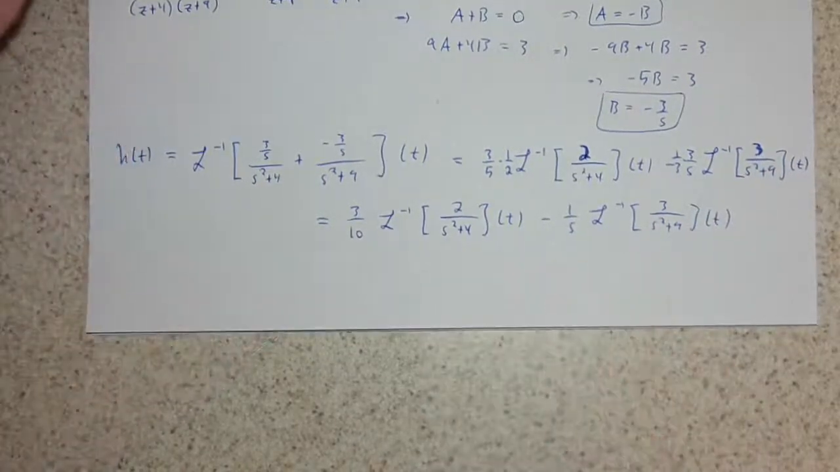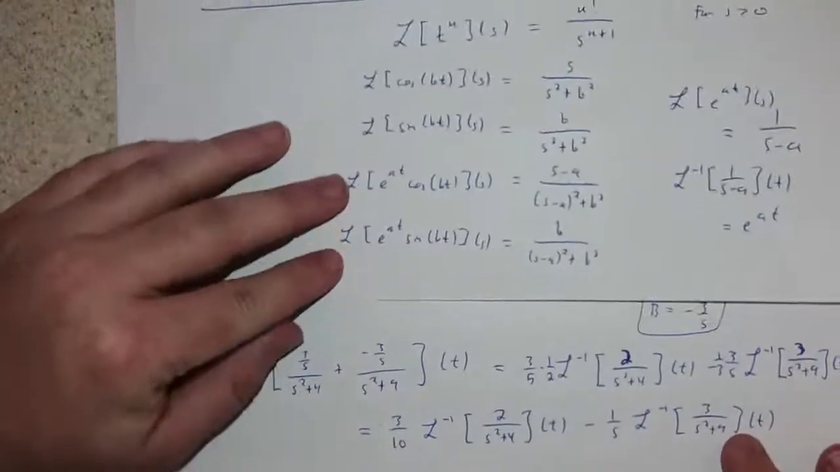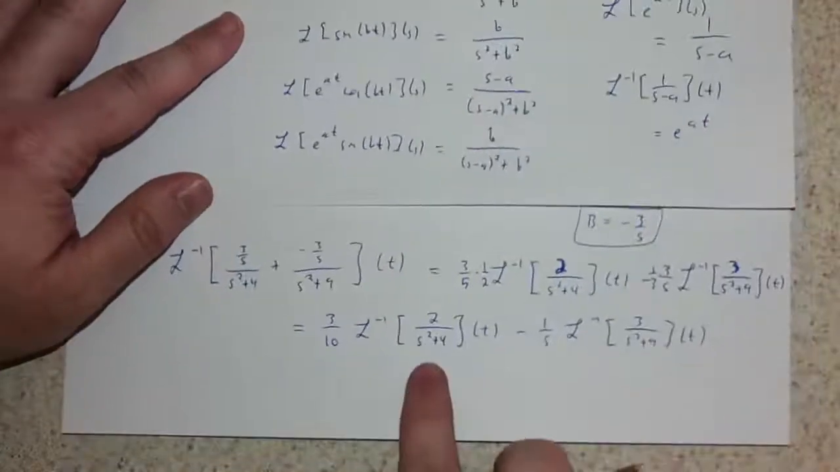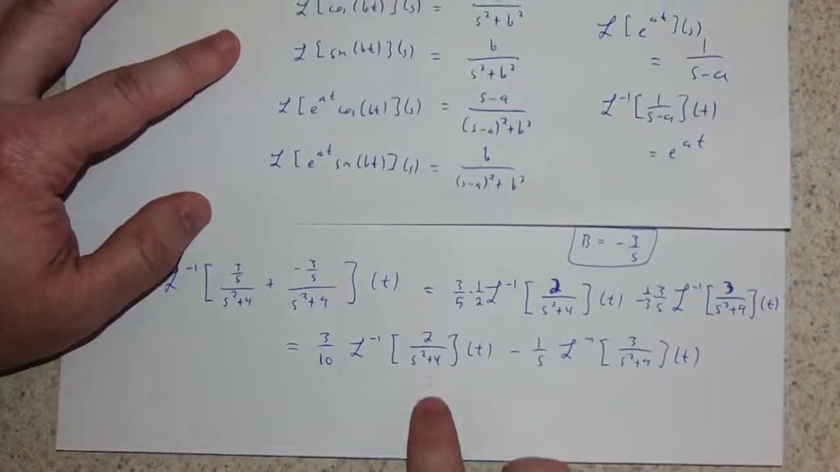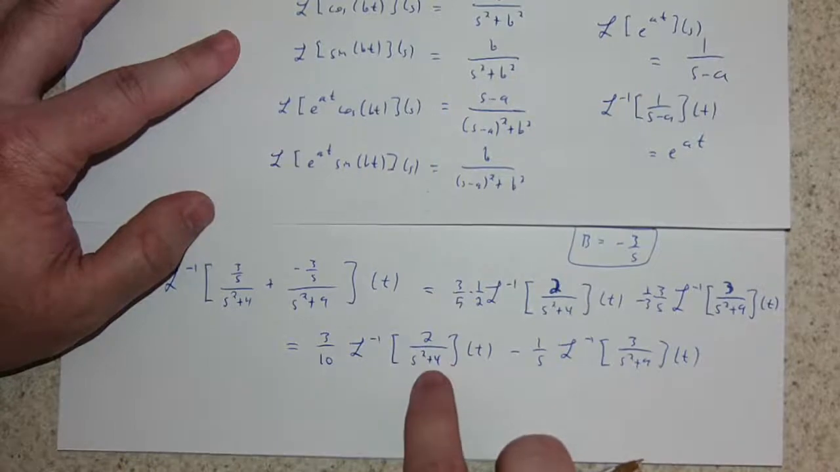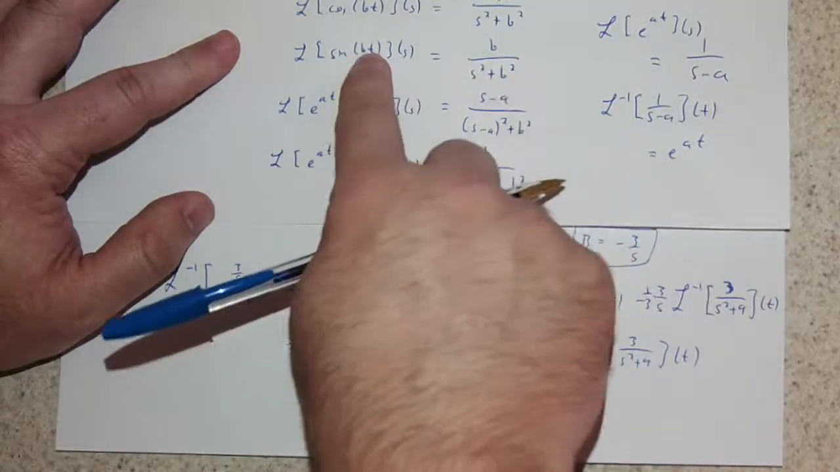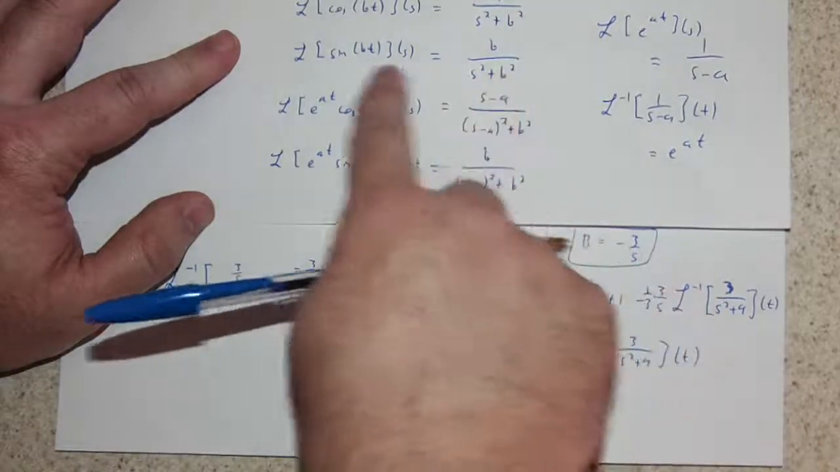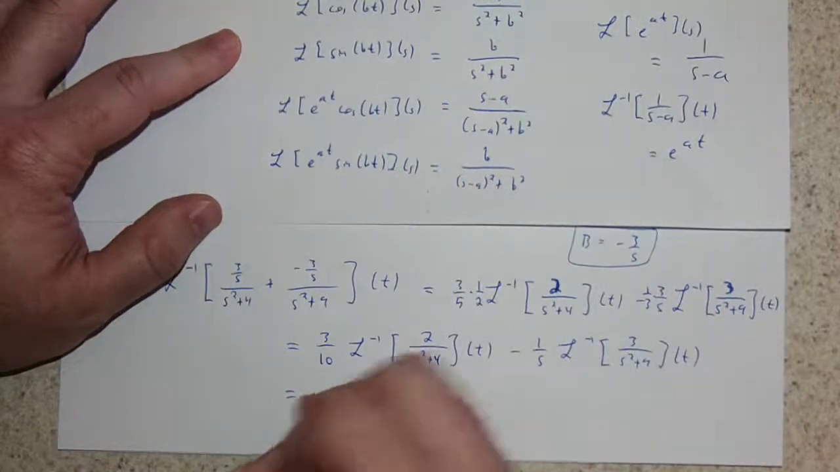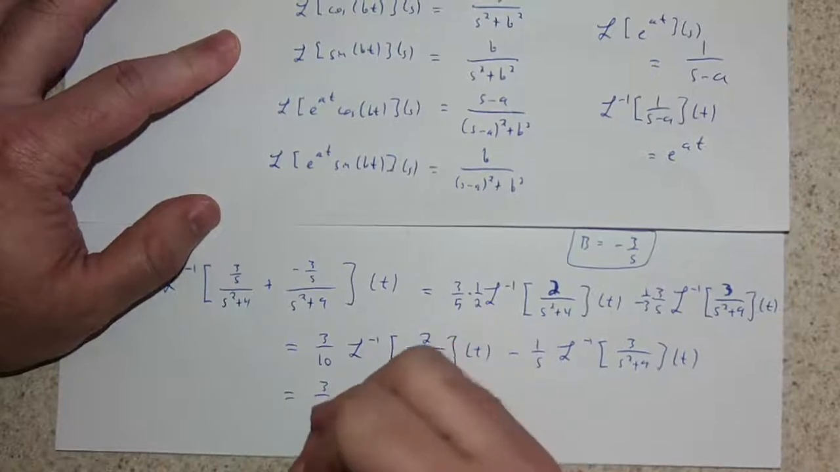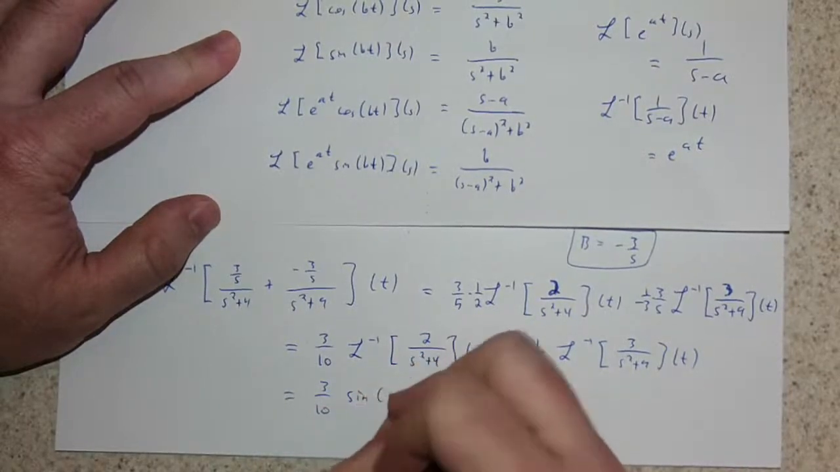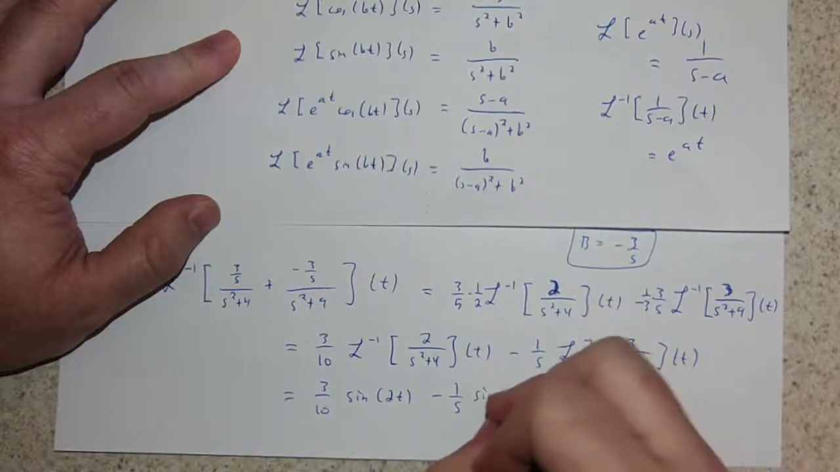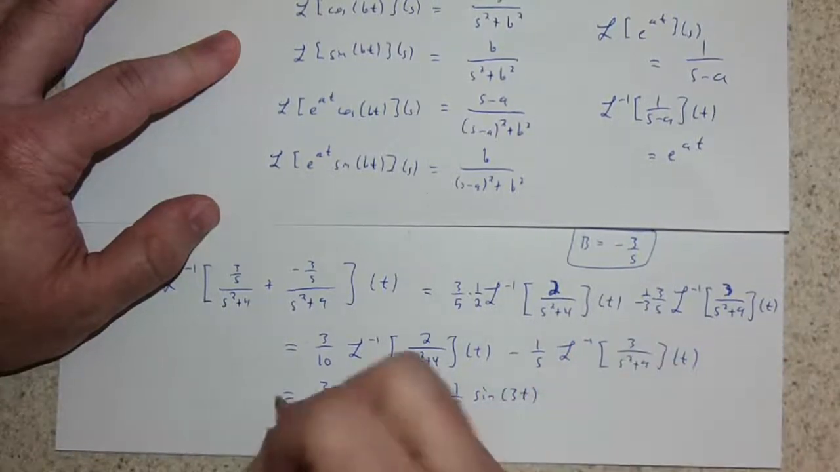Now I can read it off directly from the table. There it is. The inverse Laplace transform of 2 over s squared plus 4 is sine of 2t. And the inverse Laplace transform of 3 over s squared plus 9 is sine of 3t. So this is 3 over 10 sine of 2t minus 1/5 sine of 3t. And that's it.